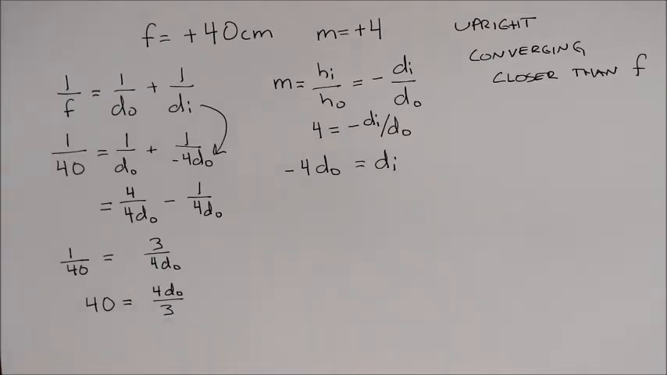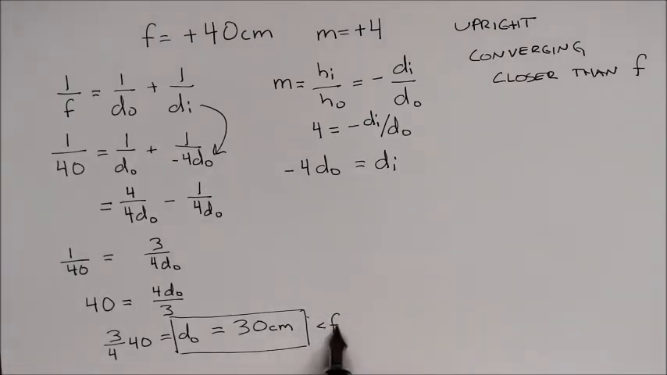And then if I multiply both sides by 3/4, I will get 3/4 times 40 equals DO, which is, of course, simply 30. Remember our unit was in centimeters, so our DO will be 30 centimeters. And as a check, we see that this is in fact less than the focal length. So that does tell me I'm holding it close up, kind of my magnifying glass picture.